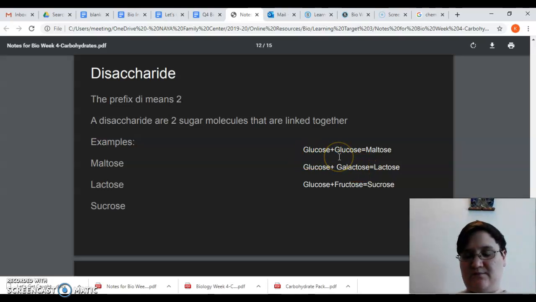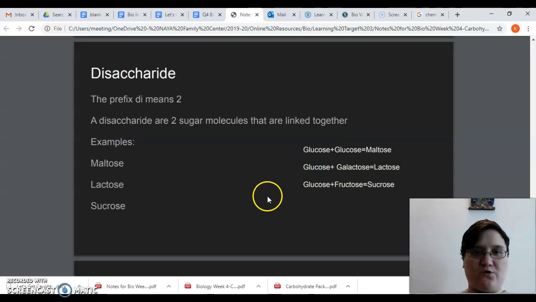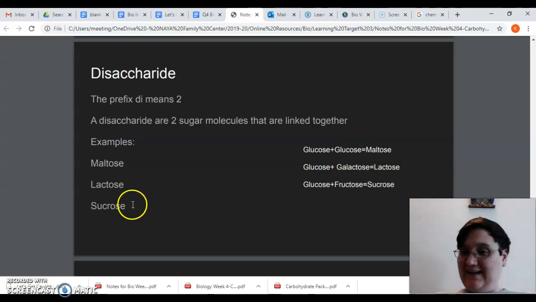Glucose plus glucose makes something called maltose. Glucose plus galactose will create lactose, which is found in milk. And glucose plus fructose makes sucrose, which is like the sugar that we eat, the table sugar. So the three disaccharides that you'll be expected to know are maltose, lactose, and sucrose. And yes, you'll be expected to know how you get these, right? So maltose, you have two glucoses. Lactose, you have glucose and galactose. And sucrose, you have glucose and fructose. Okay? So those are your disaccharides.